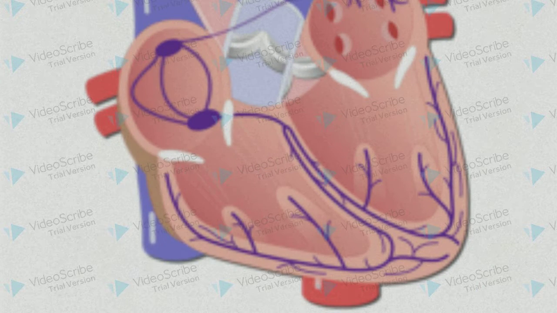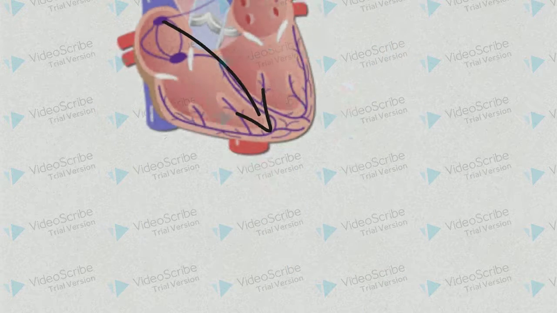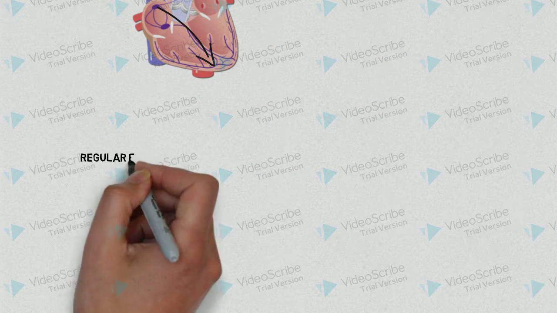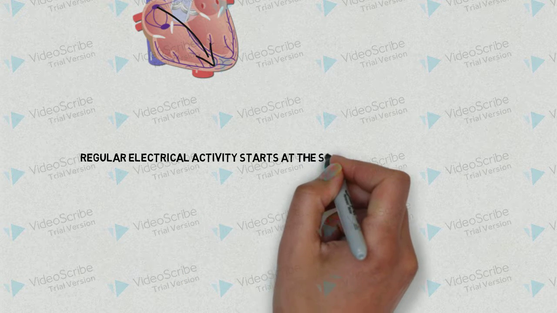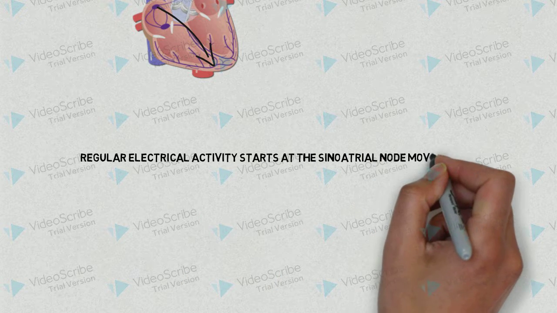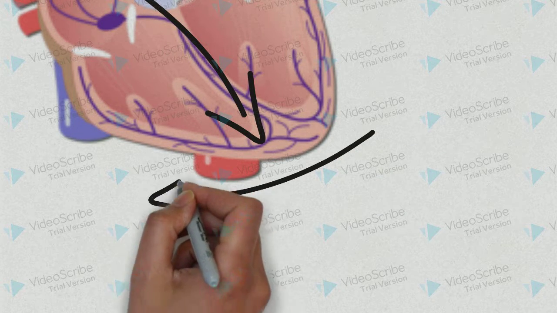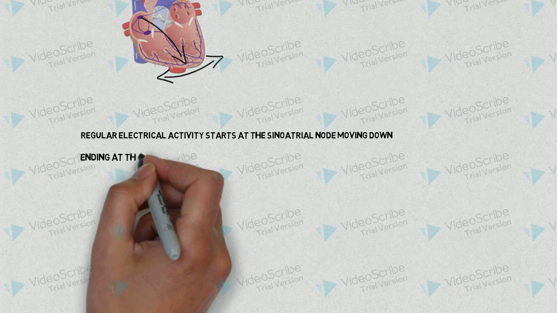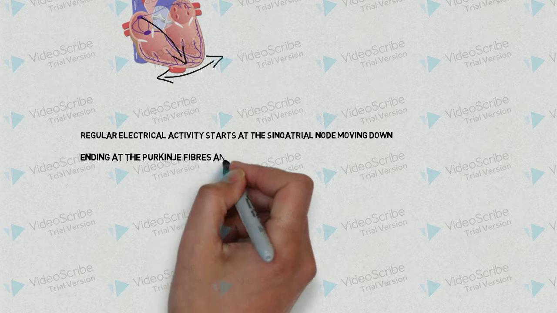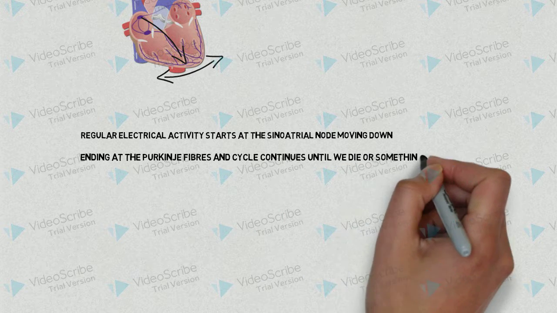So taking a look at the heart, and drawing an arrow here, this is a representation of the regular electrical activity, which starts at the sinoatrial node, or SA node, and moves downwards towards the ventricles. As that moves down, you can see it spread out, which ends at the Purkinje fibers, and the cycle will continue until we die or something goes wrong with this system.